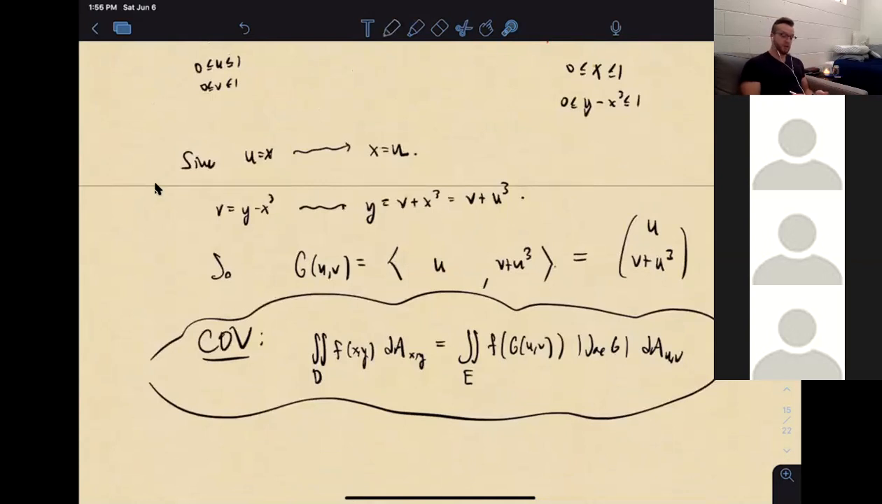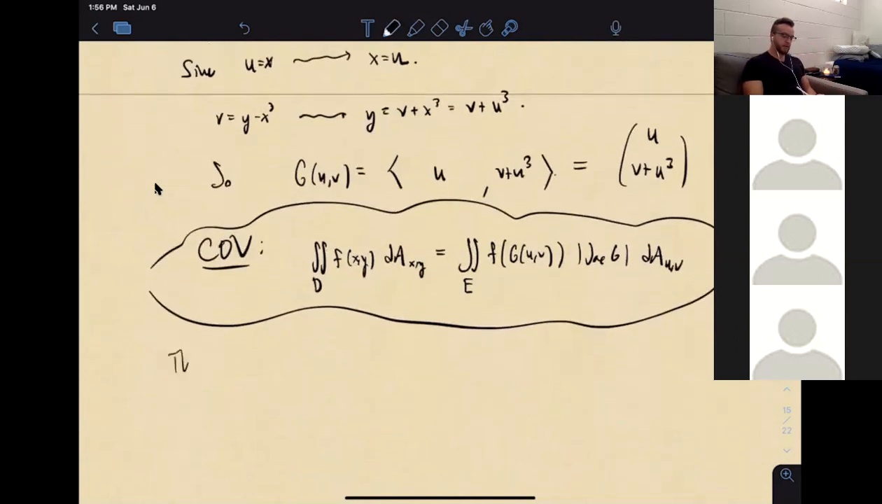Anyway, we have G. So this is going to let us easily compute the Jacobian of G. And we probably could have done this with the inverse, but just for practice. So the Jacobian of G is going to be the determinant of the matrix of partial derivatives, where I take x with respect to u, x with respect to v, y with respect to u, and y with respect to v.